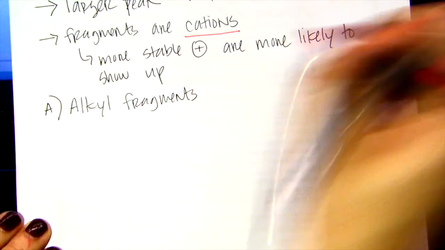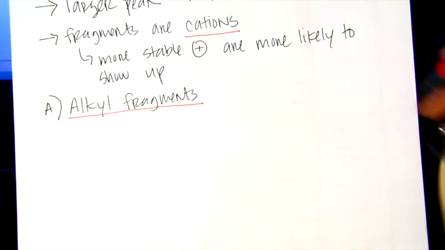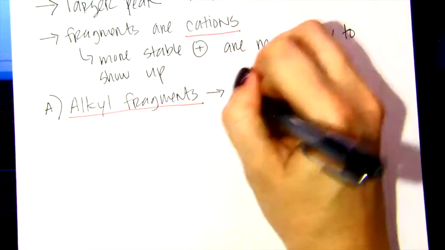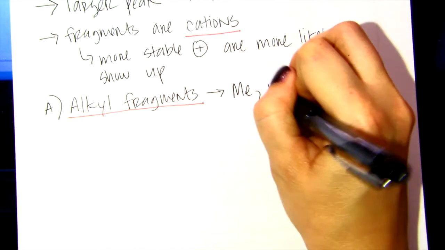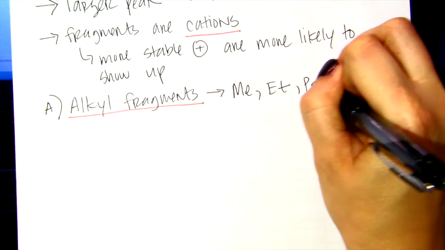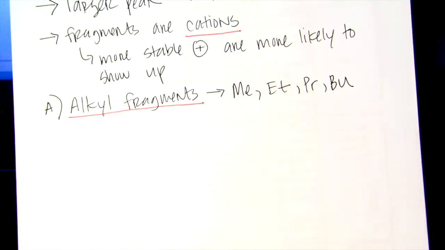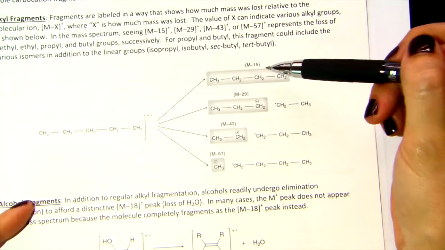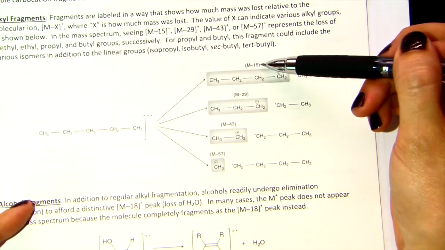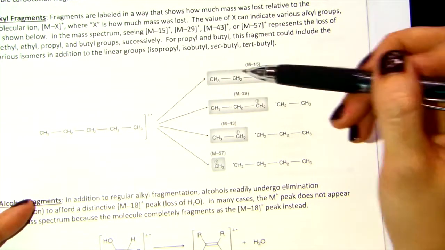And these usually have pretty distinctive masses because you're going to lose methyl groups, ethyl groups, propyl groups, butyl groups, etc. And those have their own mass. And so you're going to see the methyl groups come off, and then you'll see those fragments, and then you'll also see them as the mass peak minus the fragment, right? You'll see both.